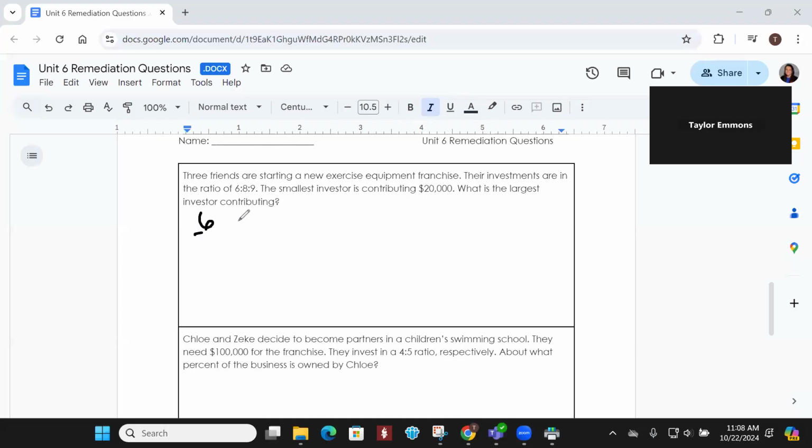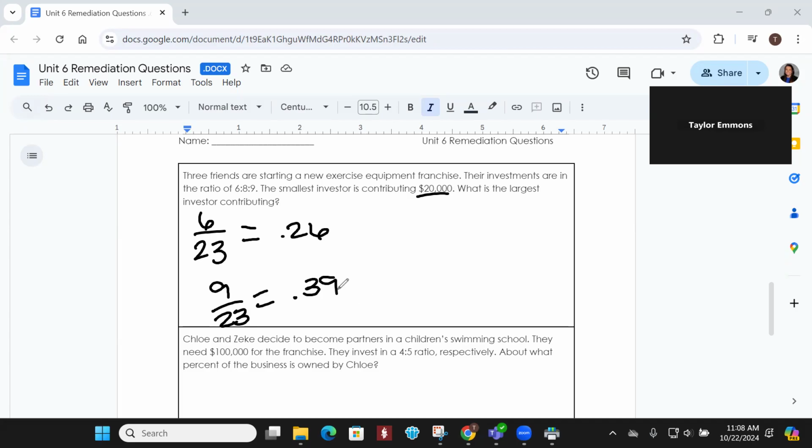So 6 is the smallest out of, what is this total? 6 plus 8 plus 9. 23, good. Okay, so 6 divided by 23 is what? 0.26. Okay, so what is the largest out of here? 9. Out of 23, what is that ratio? 0.39, right? Okay, we know that the smallest is 20,000.